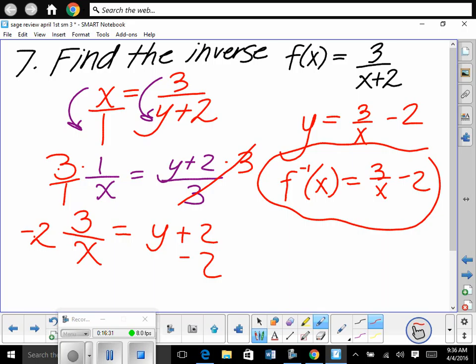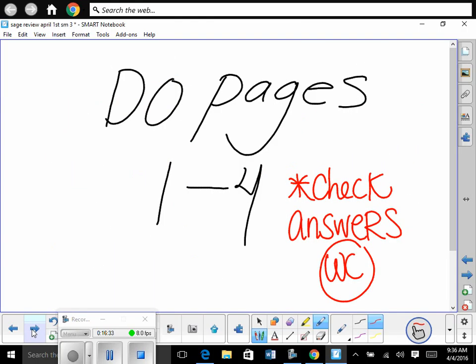All right. Sweet. So you're doing pages not 1 through 4. This was because I was going to do this the other day. It's pages today 5 through 9. Ready, set, go. Check them off with me and have me initial them as you go.